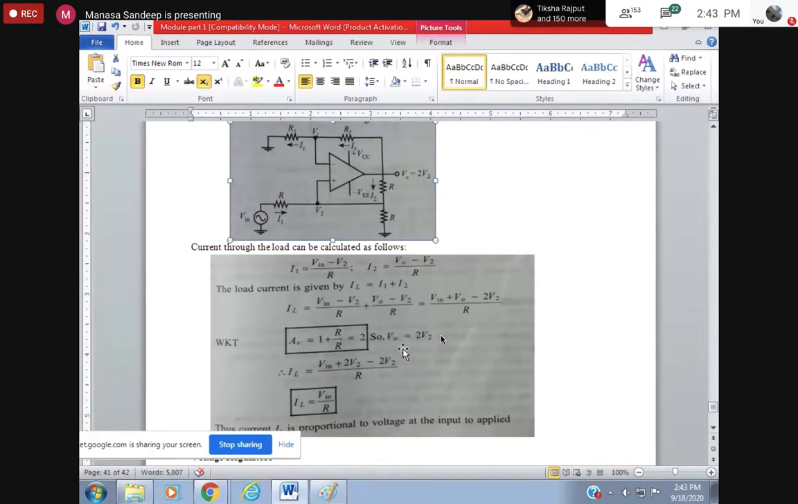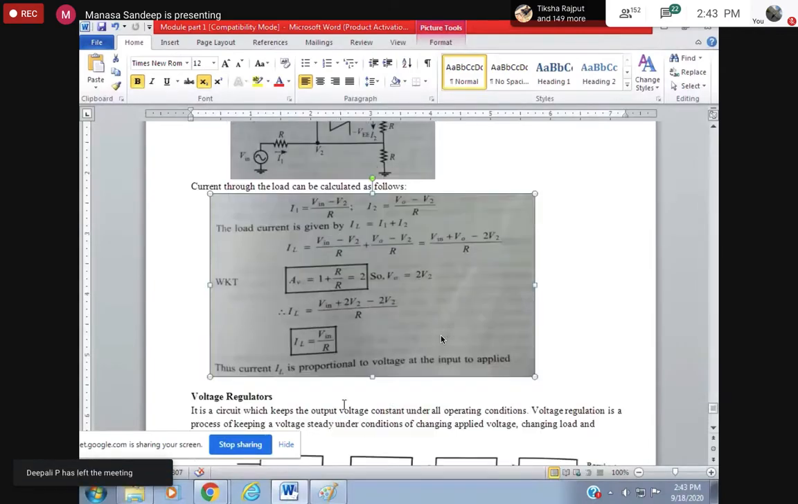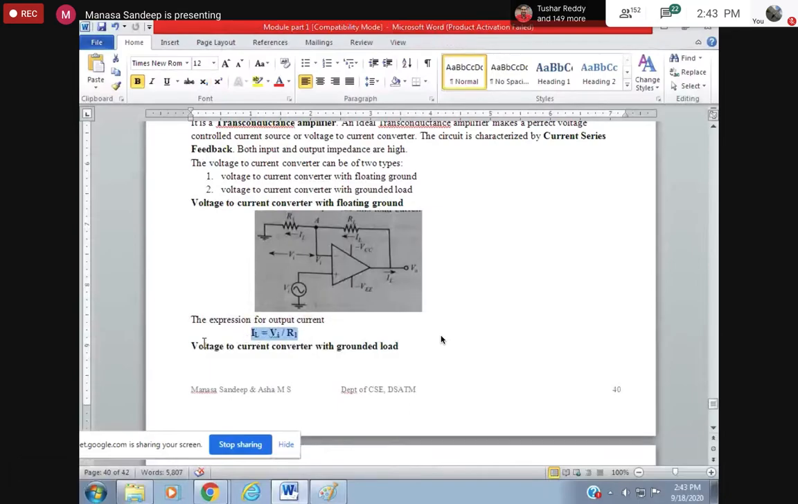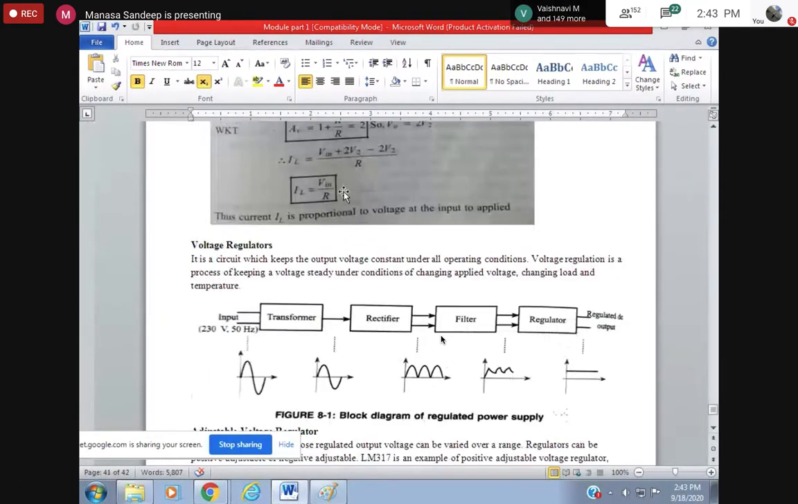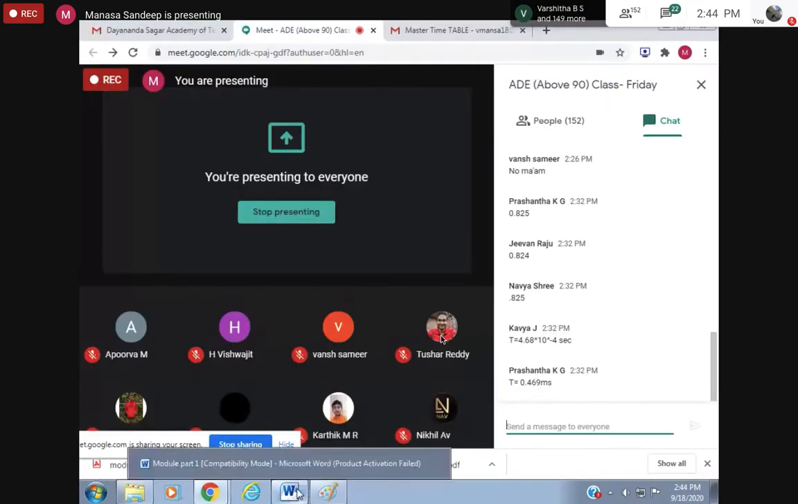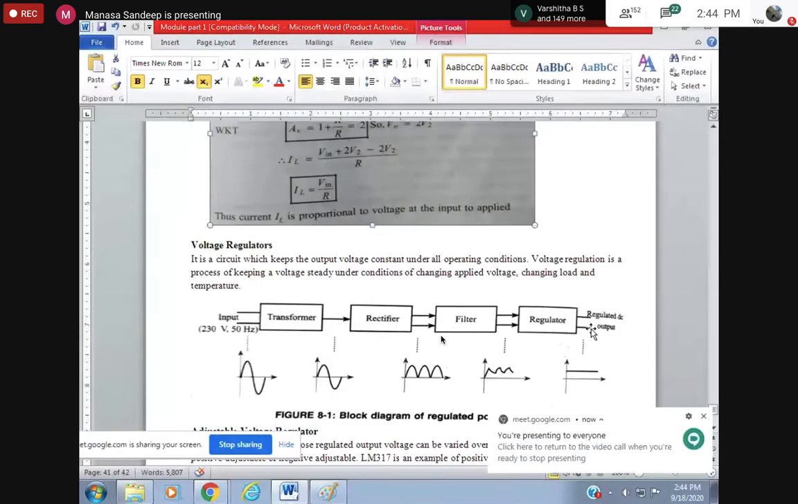So these two V2 get cancelled, and here we have IL equal to V in by R. Here also we had the input VI divided by R. Okay, so this is all about the voltage to current converter.